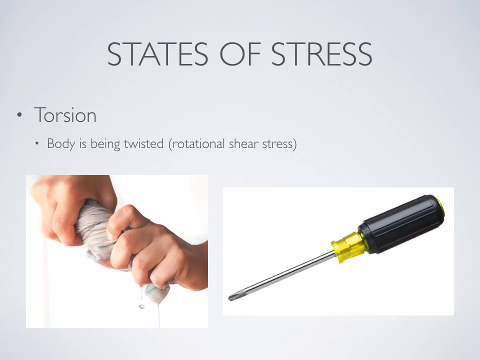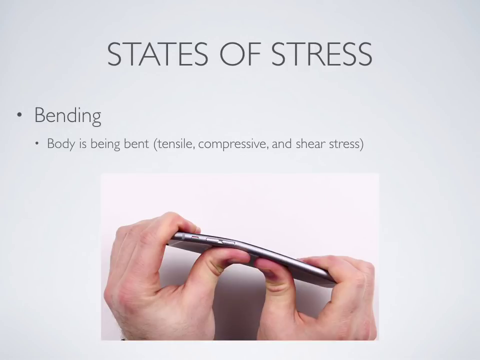Torsion, I mentioned both of these 2 things, but the body is being twisted. It's a rotational shear stress. So really the stress is happening on a plane that's perpendicular to the longitudinal axis, just like a slicing, except we are slicing in a rotational direction instead. So twisting is torsion. It's rotational shear stress.